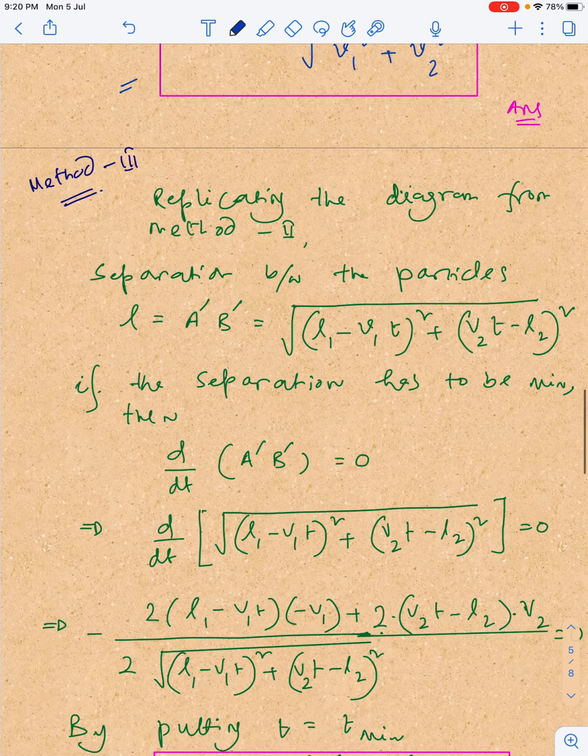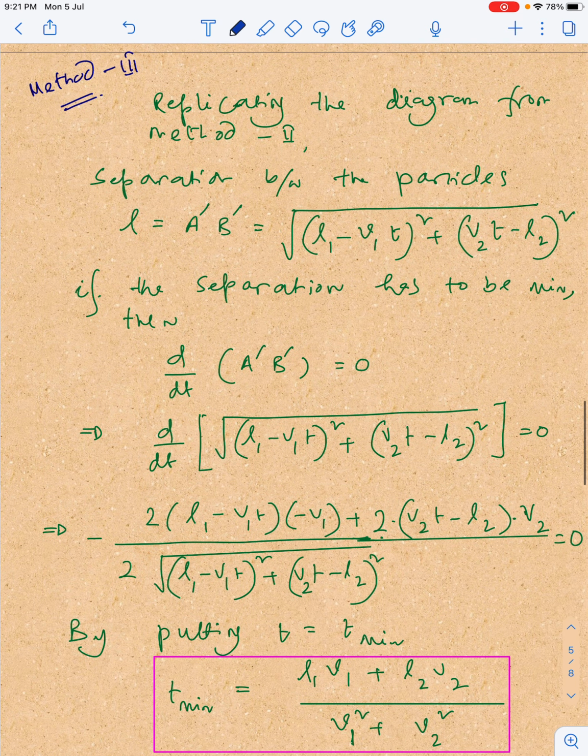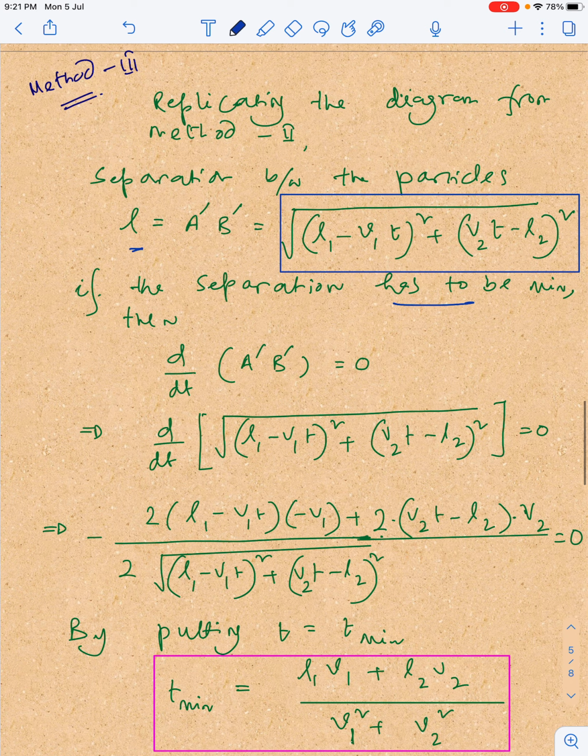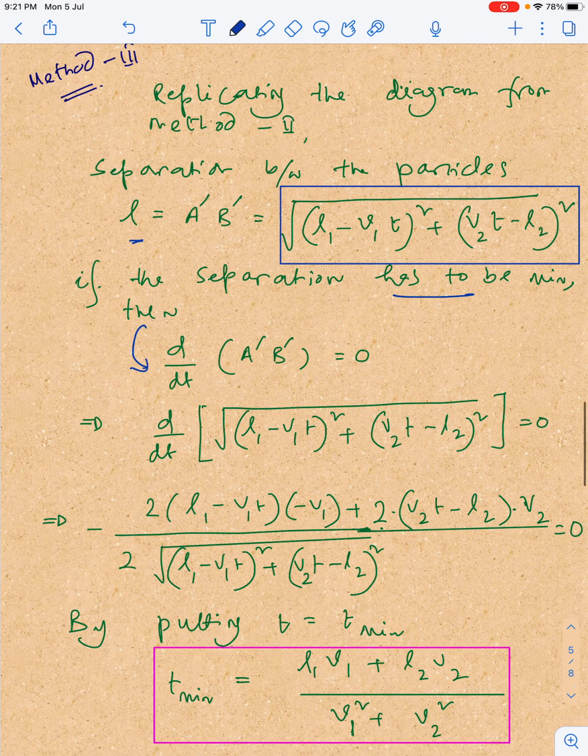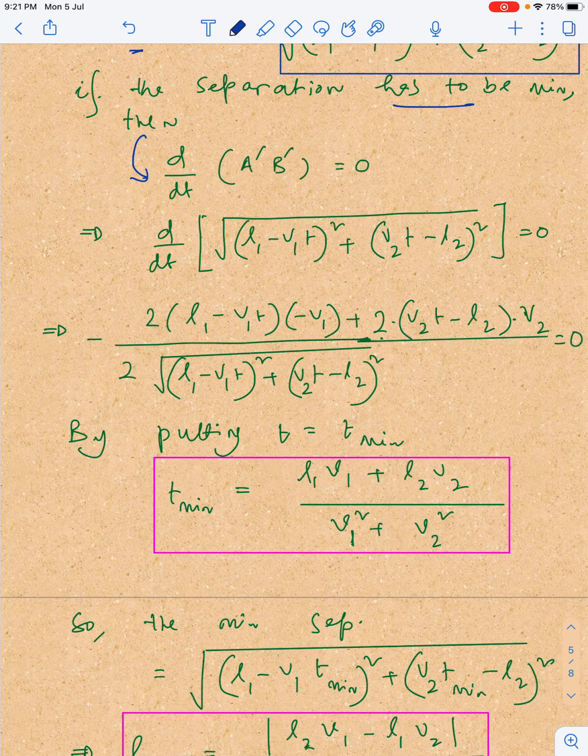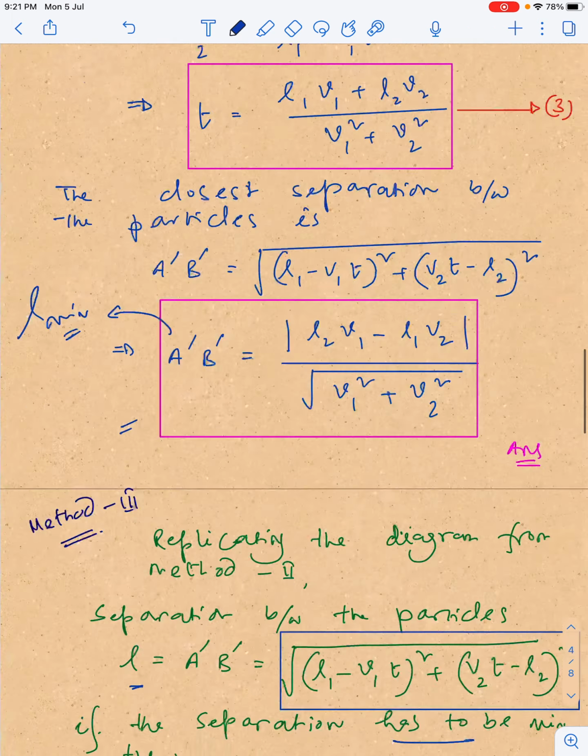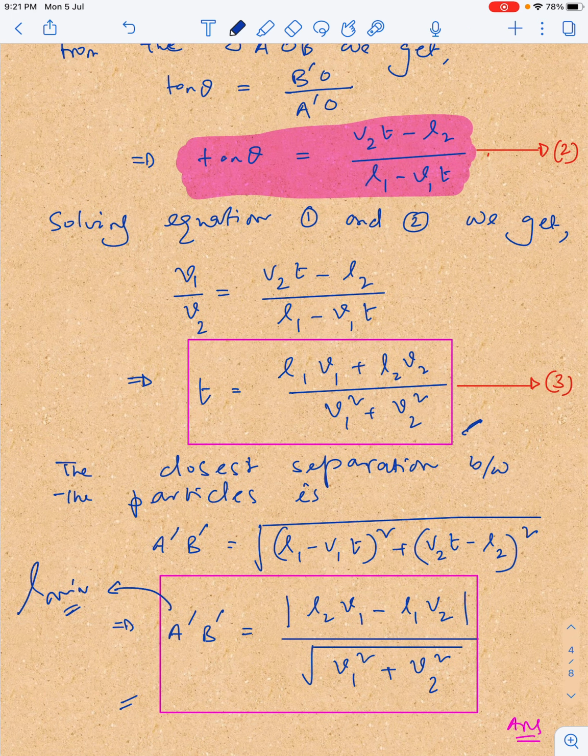Let us go for the third method, and here we are using differentiation. Bluntly, with the help of method 2, I am calculating the separation between the particles at any random point of time. I can express it by this equation, right? I am simply using the Pythagorean theorem over here, and I got the separation. Now we know separation has to be minimum when the time derivative of that particular separation is equal to 0, right? So after calculation, I again got the value of t minimum, which I got earlier also. You can check. This is the value of t minimum.